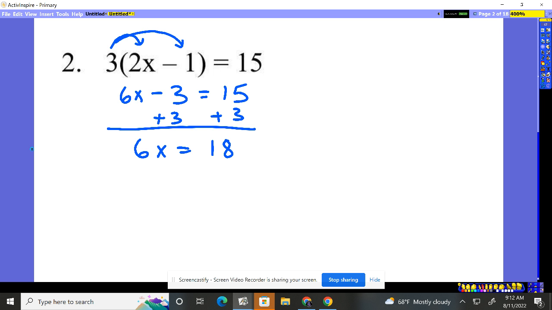So we've gotten all numbers on the right-hand side. We have all variable pieces to the left. How do we undo multiplying by 6? Well, just like last time, we're going to divide by 6. And we get x is equal to 3.